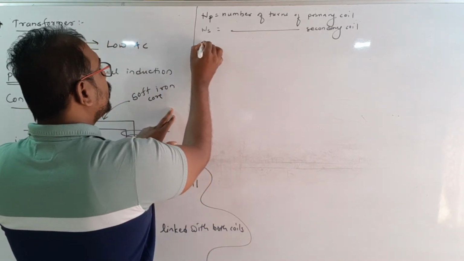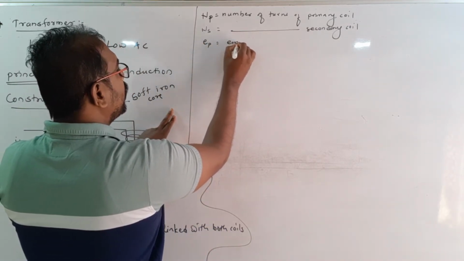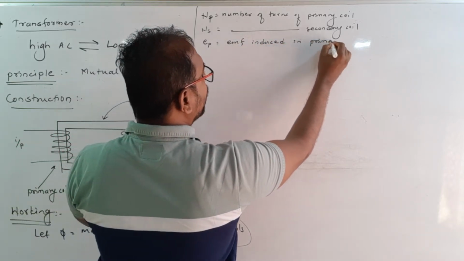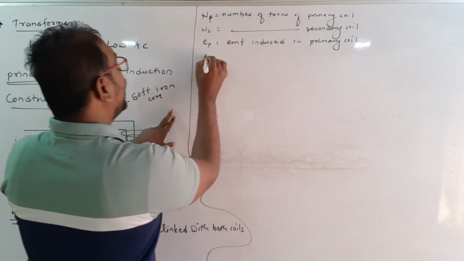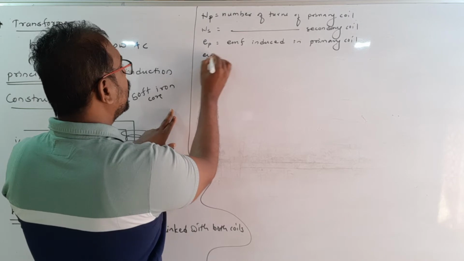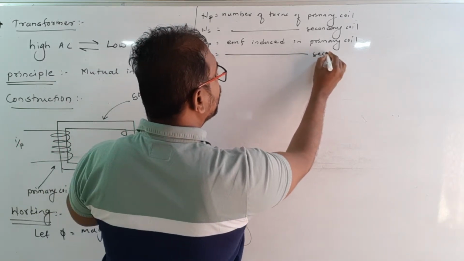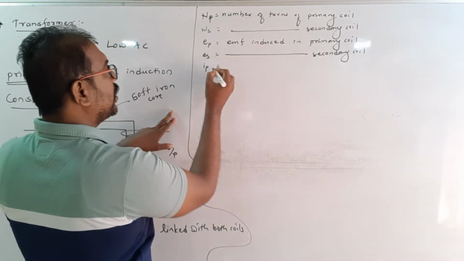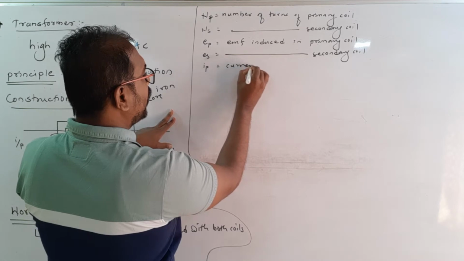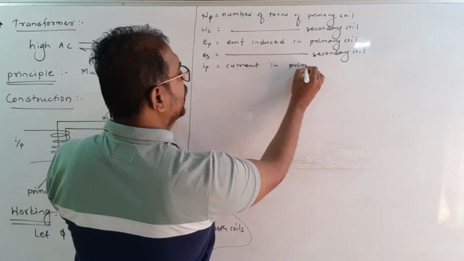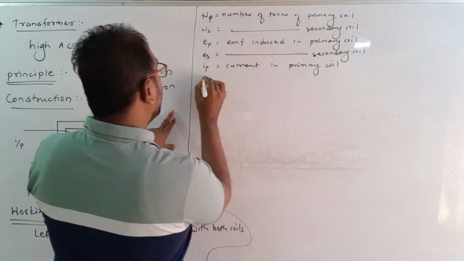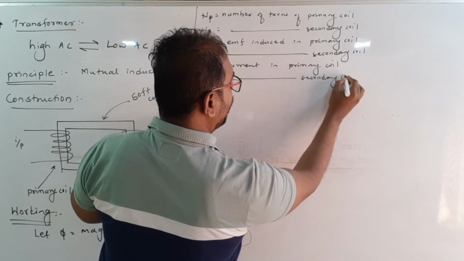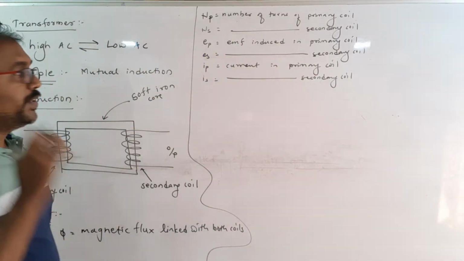Then EP, EMF induced in primary. ES, EMF induced in secondary coil. Then IP, current induced in primary, and IS, current induced in secondary coil.